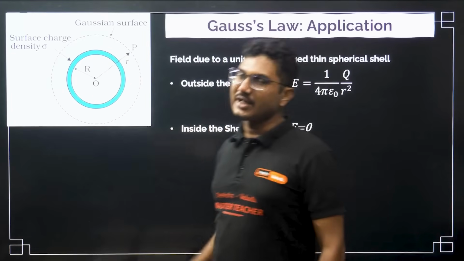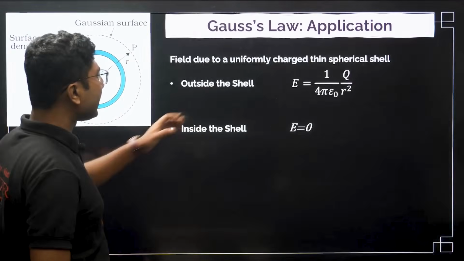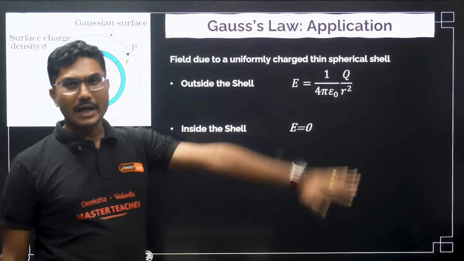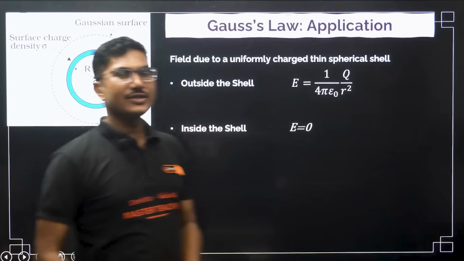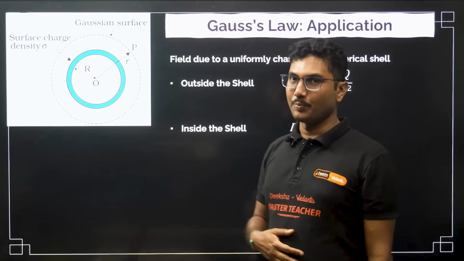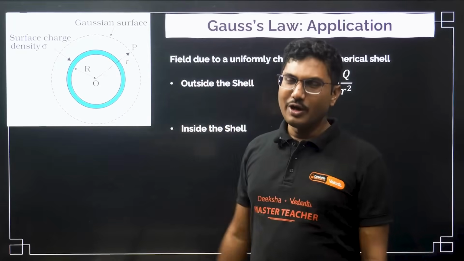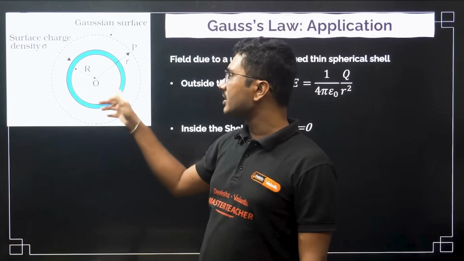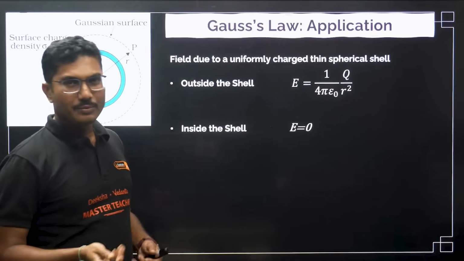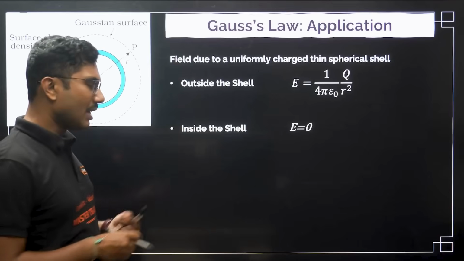So for a charged spherical shell, if the total charge on the shell is Q, then outside the shell the electric field is given by 1 by 4 pi epsilon naught Q by R square. And inside the shell, at any point, the electric field will be 0. Gauss's law states that the closed integral of E dot ds equals Q by epsilon naught. Now if you consider any Gaussian surface inside the shell, there will be no charge enclosed, so the electric field will be 0. This derivation also sometimes comes, so you have to practice it as well.